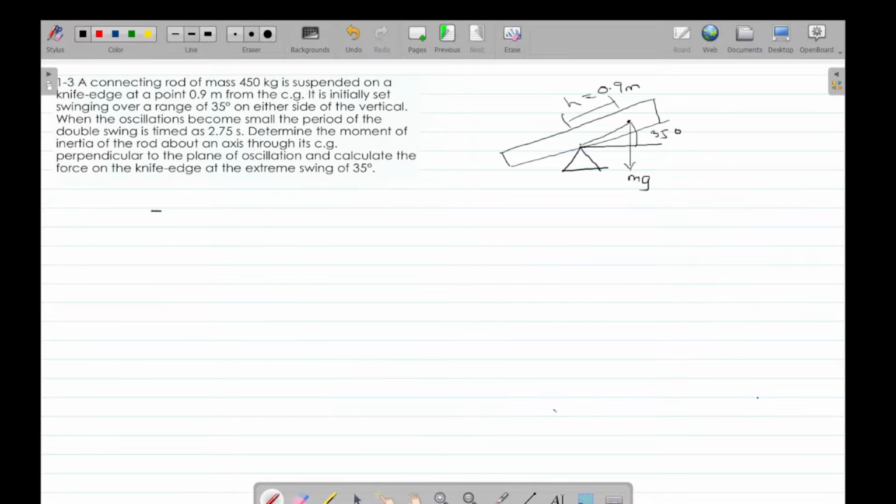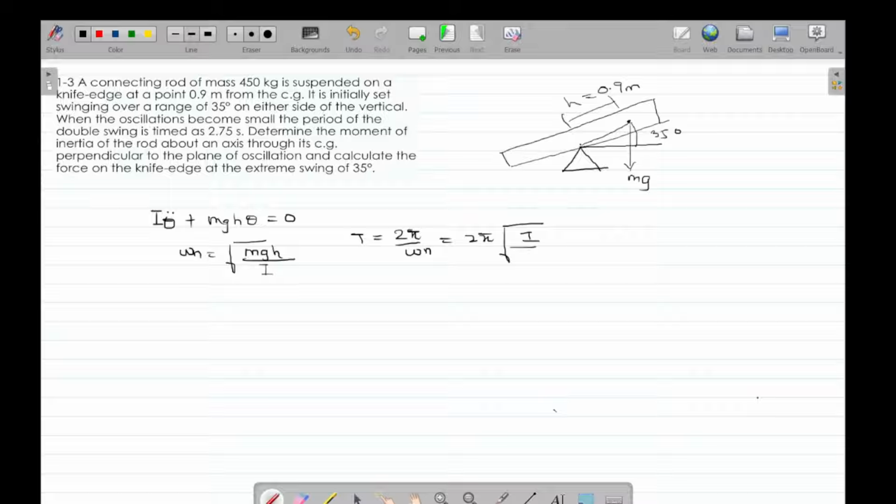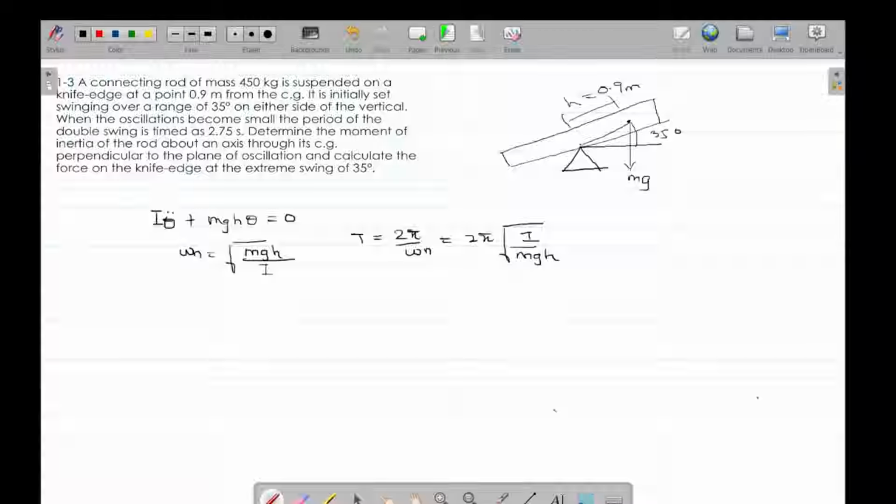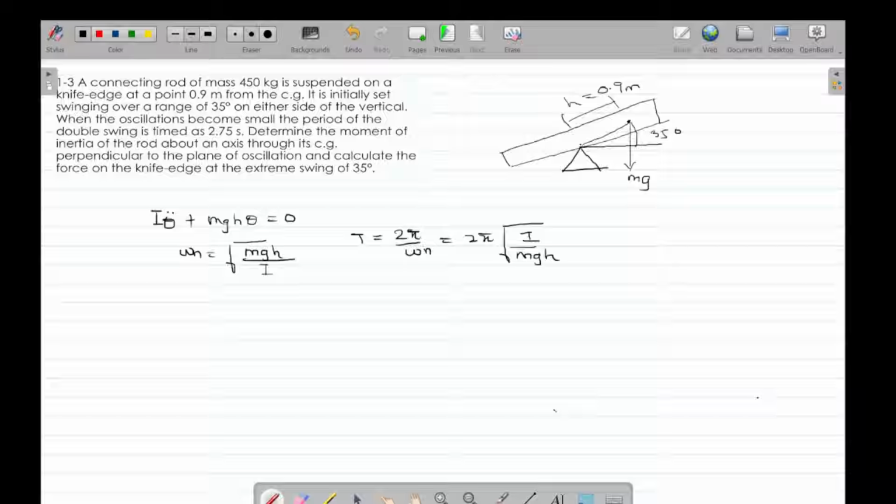So the equation of motion will be I theta double dot plus mgh theta equals 0. So the natural frequency will be equal to the square root of mgh over I. Now, we all know the period is equal to 2 pi over omega n, which implies the period is equal to 2 pi square root of I over mgh. All right, now the period is given for the double swing.